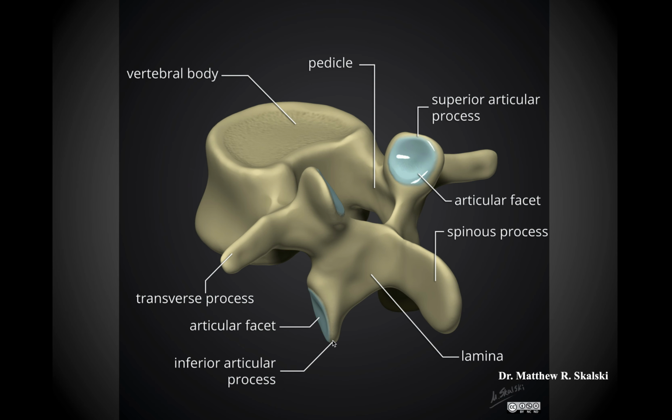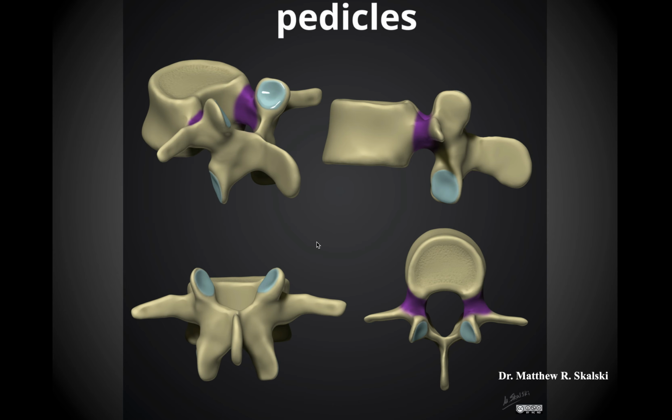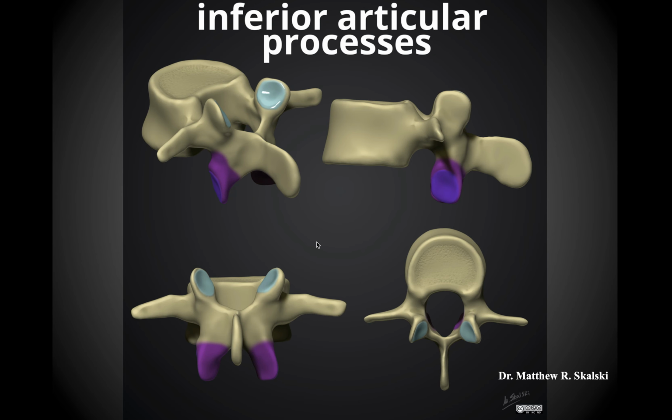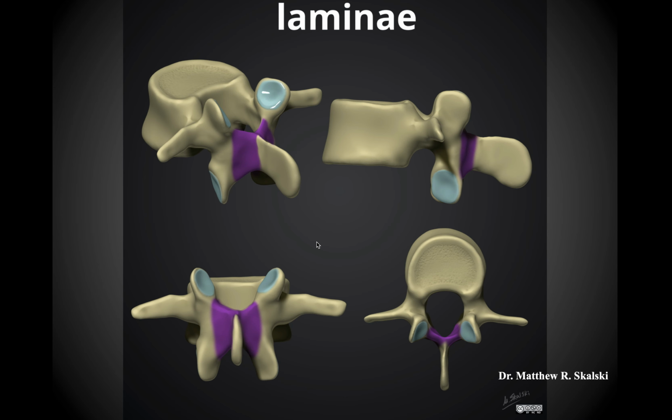So there's going to be an inferior articular facet and a superior articular facet for most of the vertebrae, and then these are formed by inferior and superior articular processes. So here in purple, the vertebral bodies are highlighted, pedicles are highlighted, transverse processes, inferior articular processes, superior articular processes, and the laminae. And then in between the laminae, we have what's known as a pars interarticularis.